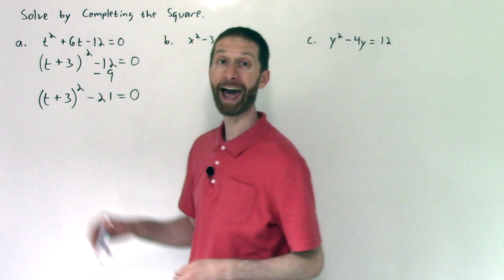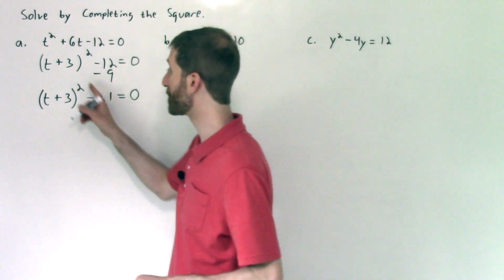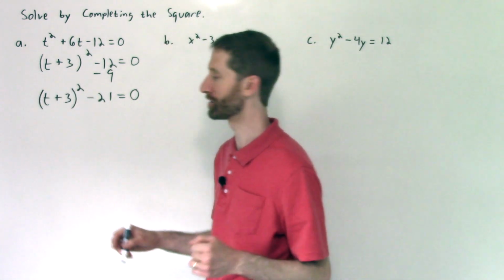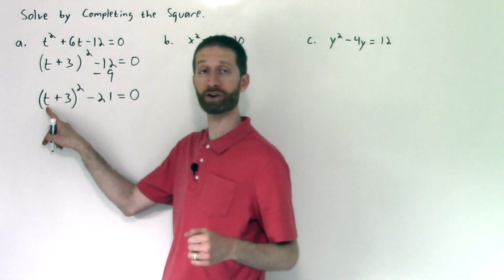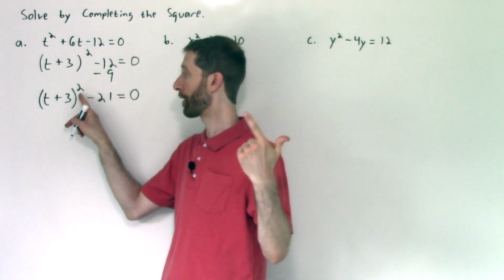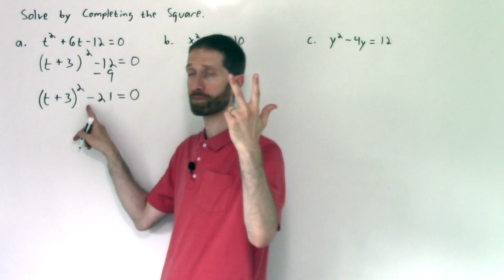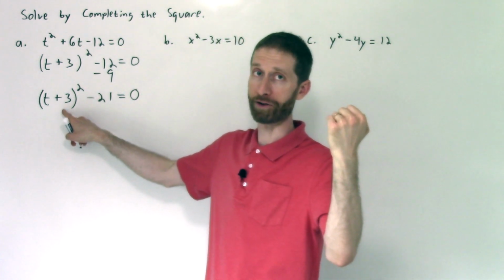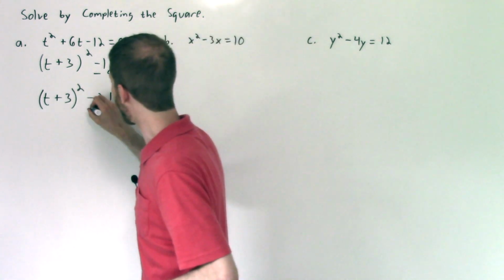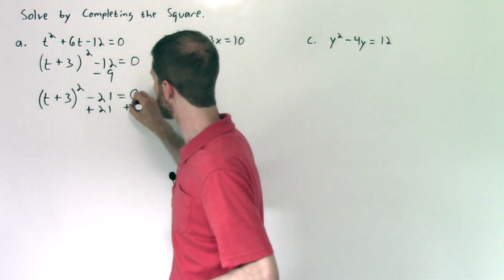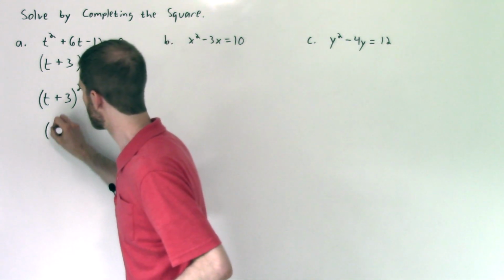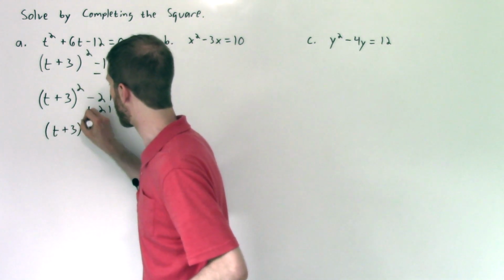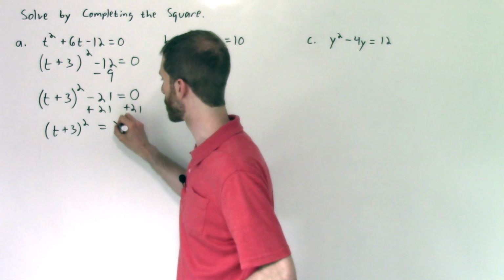Well, I'm going to add 21 to both sides because what I'm going to do is just undo the order of operations. Normally, I'd plug in the answer, I'd add 3, square it, then subtract 21. So I'm going to add 21, take a square root, subtract 3. Let's do it. So I'll add 21 to both sides, undo the order of ops. That leaves me with t plus 3 squared equals, that canceled, 21.